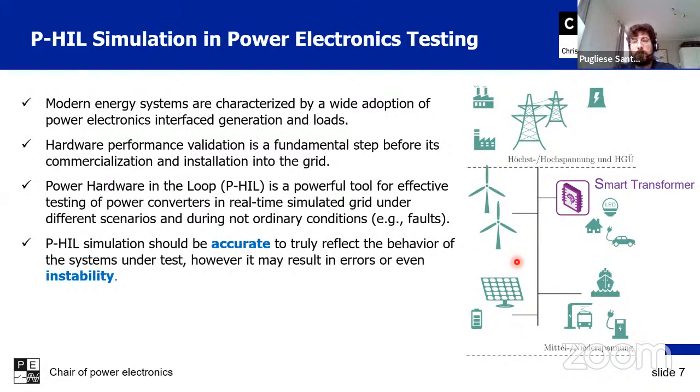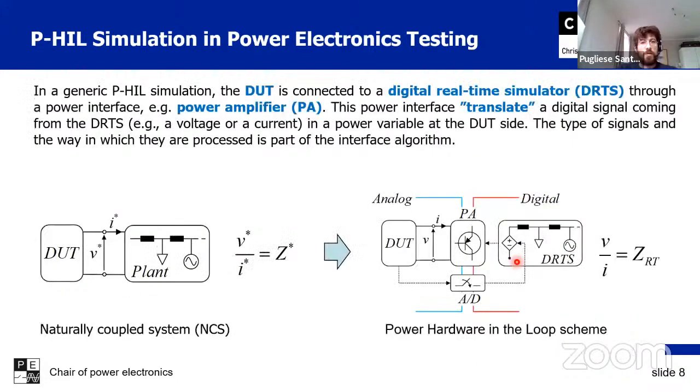What we can say is that the simulation can be less accurate, but of course the stability is a condition that we should always satisfy. And typically these stability and accuracy issues are contrasting goals. So it means that when we want to increase the stability of the interconnection, typically we lose in accuracy, while a more accurate system is more prone to instability. So, but let's see, really from a scheme, what a power in the loop simulation is.